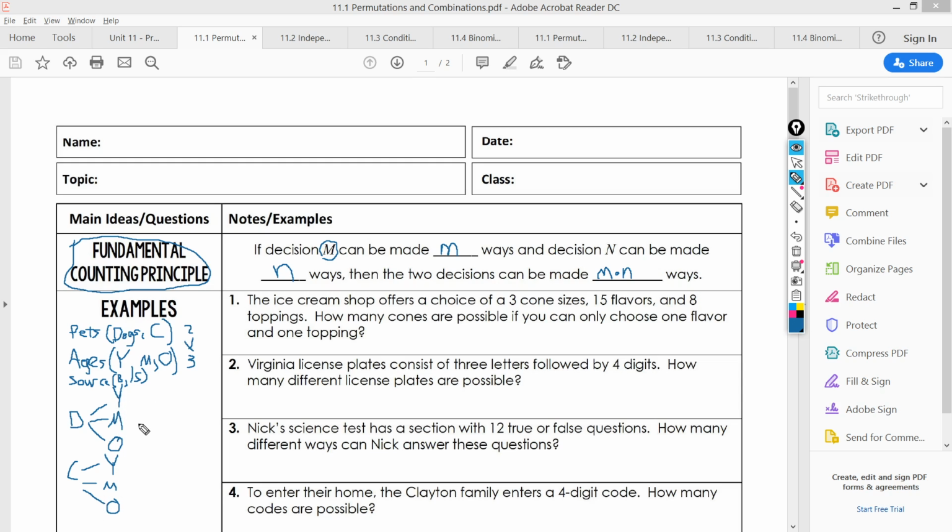Well, for each of these combinations, dogs that are young, dogs that are middle-aged, dogs that are old, I have to also consider that they could be B or S. So I added another branch for each one. B, S, B, S, B, S.